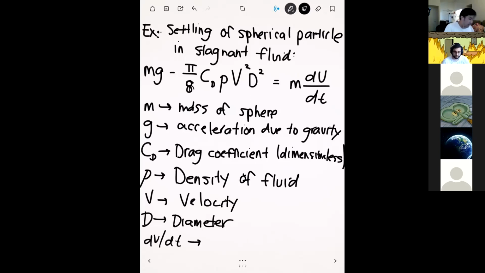Even though this last term is a derivative, we can just state what it is. This is dv, the derivative of velocity with respect to time. So all of this is just acceleration.